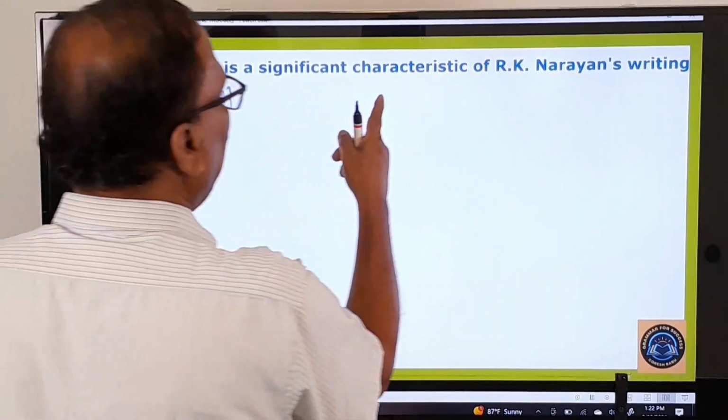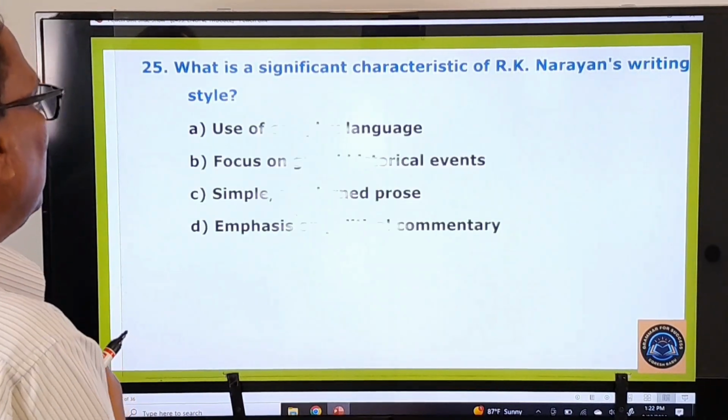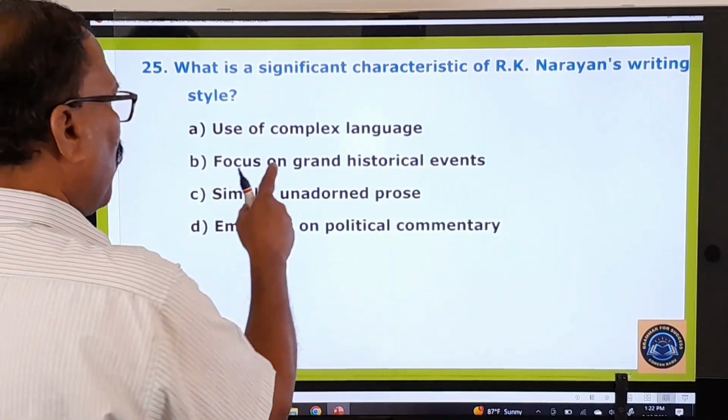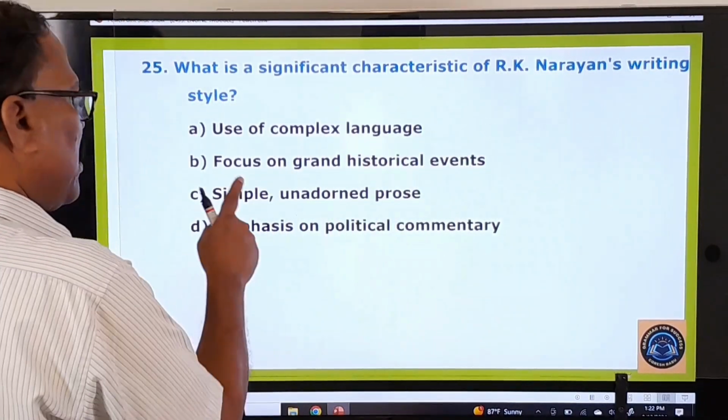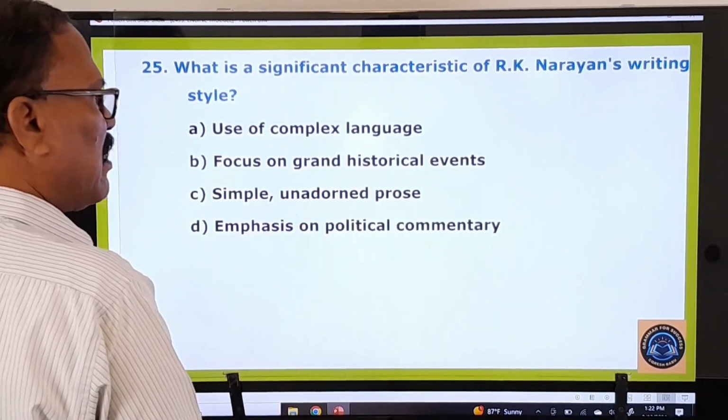What is a significant characteristic of R.K. Narayan's writing style? Use of complex language. Complex means very difficult language. Focus on grand historical events. Simple, unadorned prose. Emphasis on political commentary.